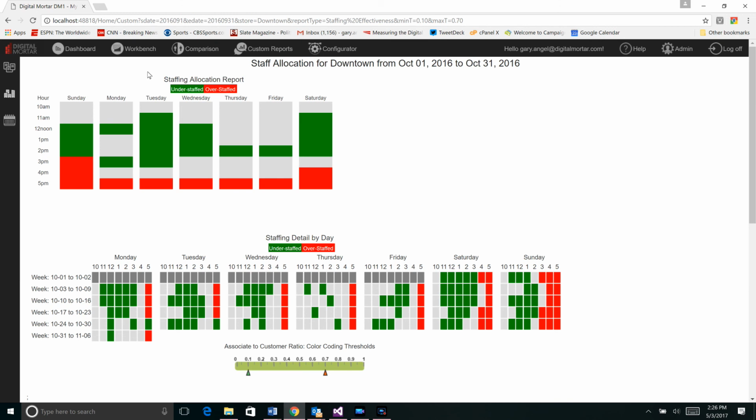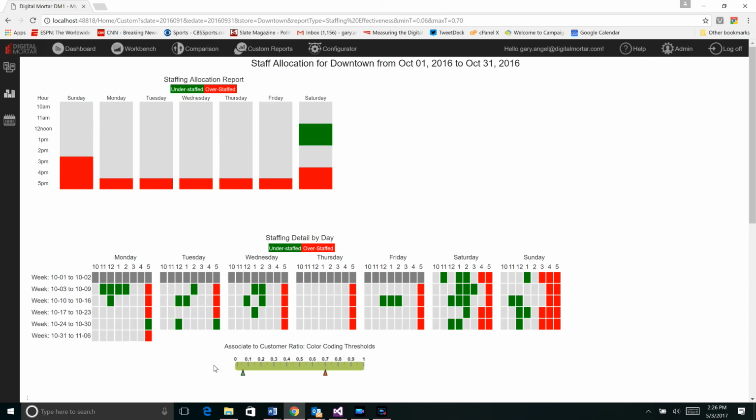Here, I can see how my associate to client rates vary by day of week and time of day. I can even adjust the thresholds for telling me where I may be under or overstaffed. DM1's Analytic Workbench is a powerful tool for analyzing your staffing strategies and optimizing store performance.